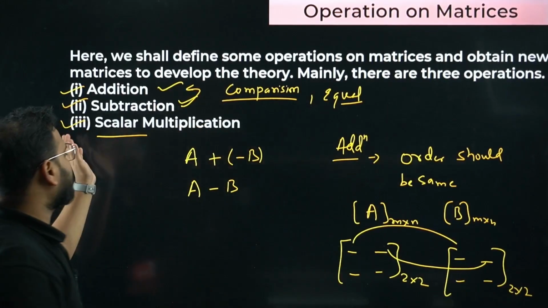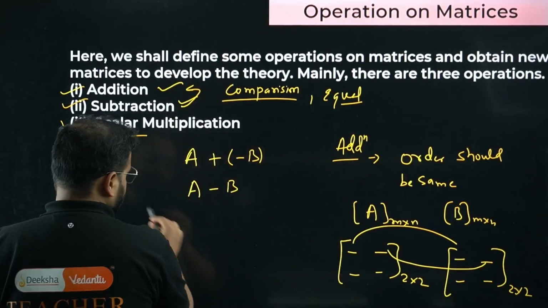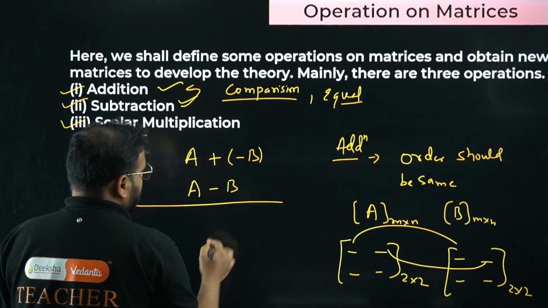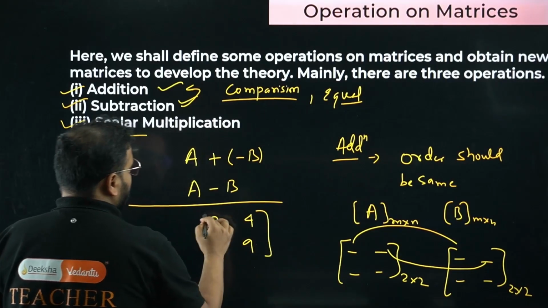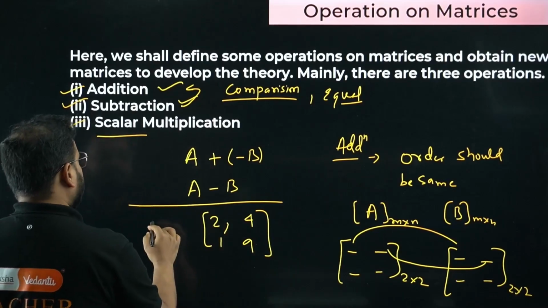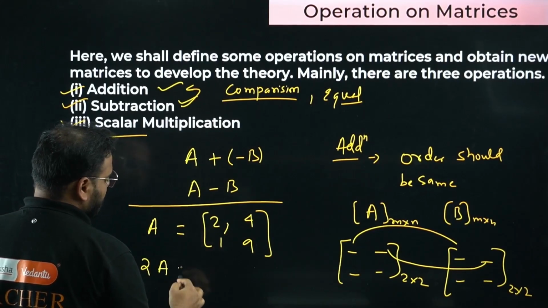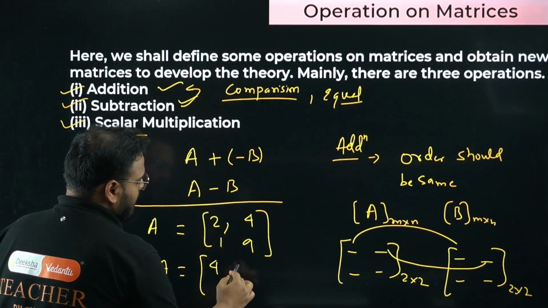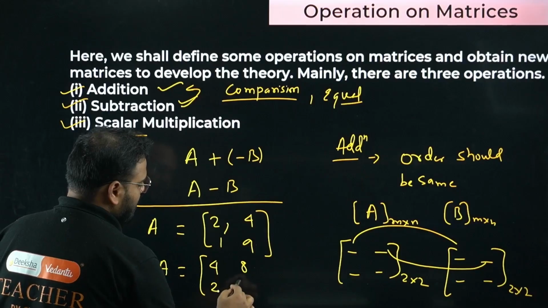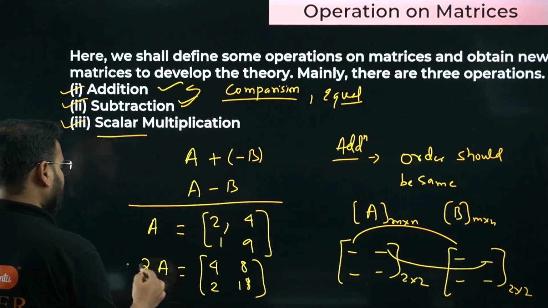Perfect. What about, bacha, scalar multiplication? We are multiplying a scalar number. For example, let's say I have 2, 4, 1, 9 as a matrix A. Now they want you to find the value of matrix 2A. What is the answer going to be? Simply multiply 2 to all the entries. So 4, we have 8, 2 and 18. That's simple. If it was, let's say, minus 2A, it will become all negative.